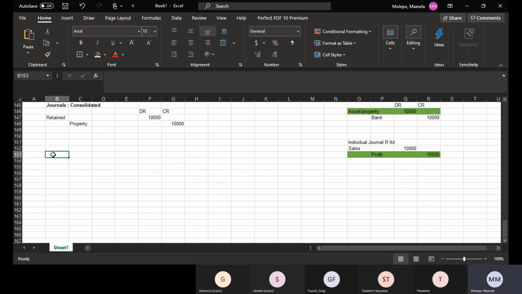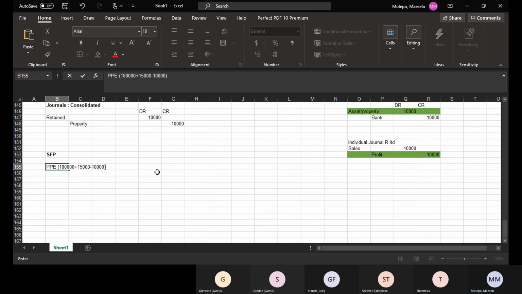Now we do our SFP. SFP means statement of financial position. So on our SFP, we're going to have the property, PPE. On the PPE, on page 132, we have 180 plus 150, and then we're going to less the profit, because the profit realized is 10,000. Then we're going to sit with 320.